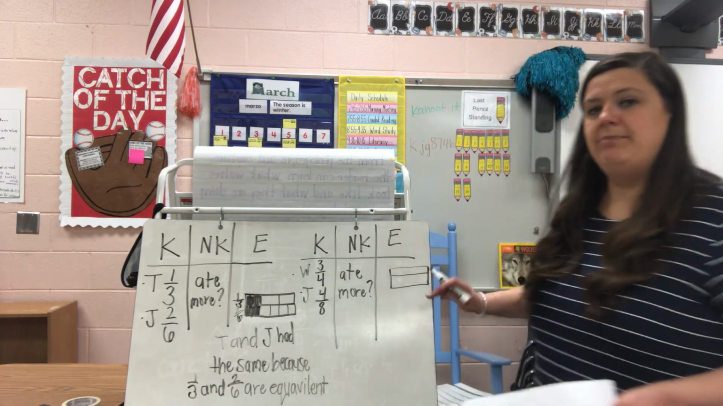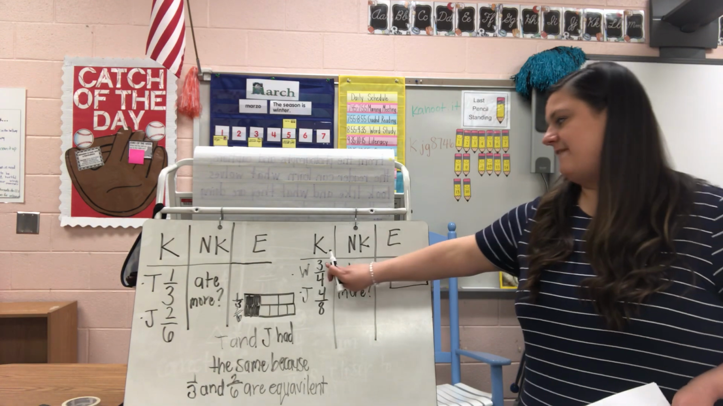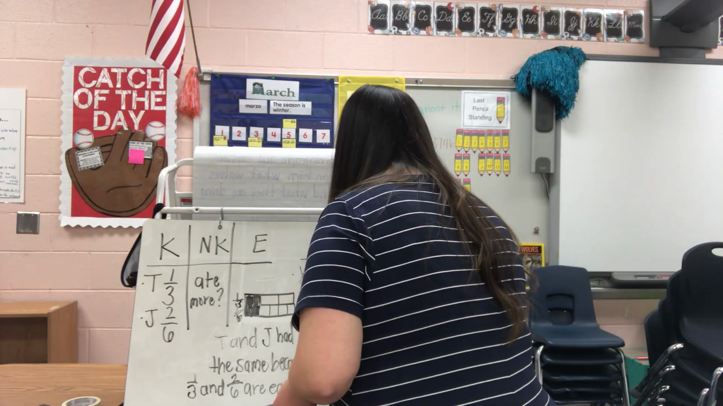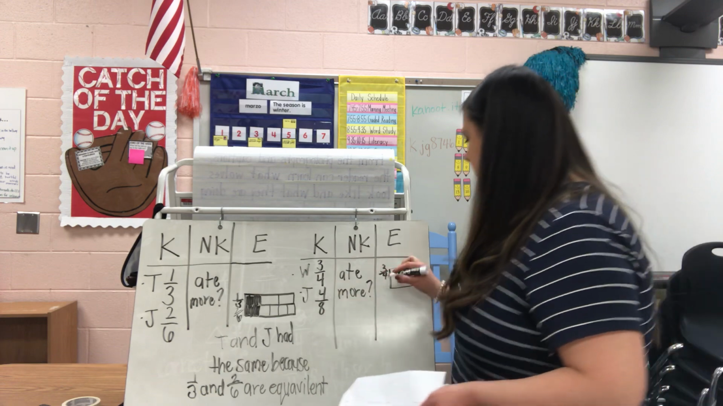So I drew one big one, and then I split it in half. I'm going to label the top one with my first fraction, 3/4. And then the second part of the rectangle with 4/8.